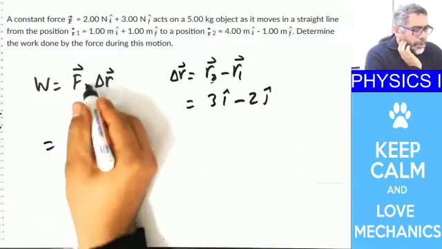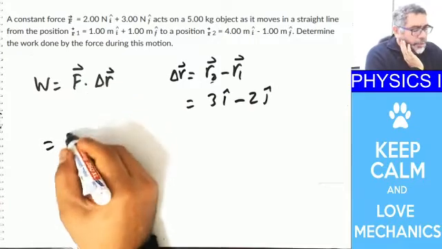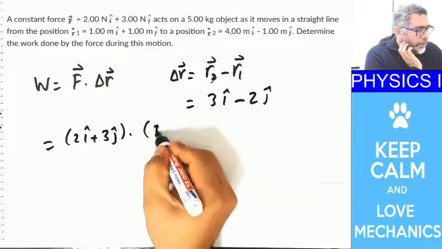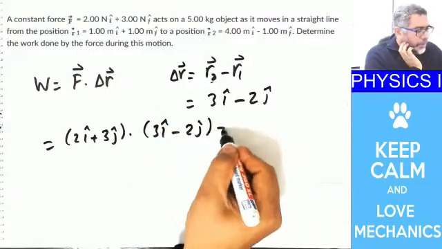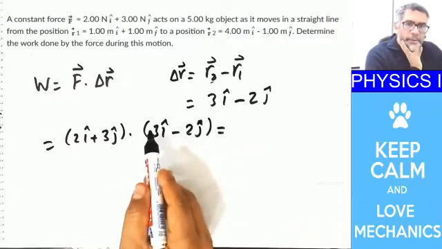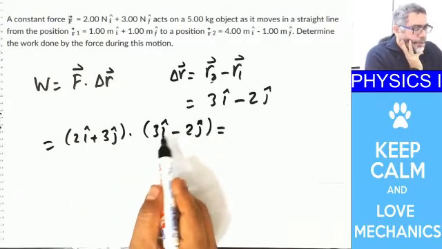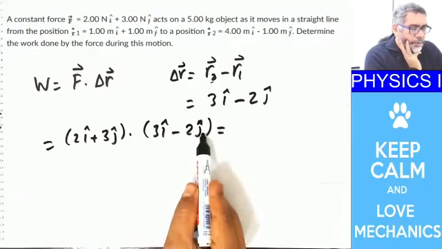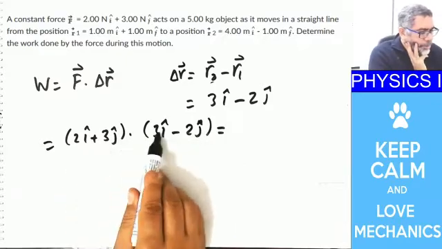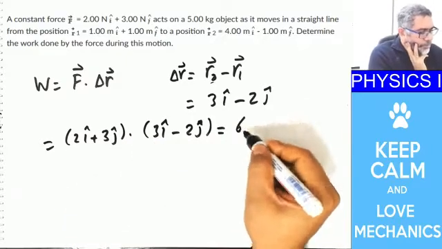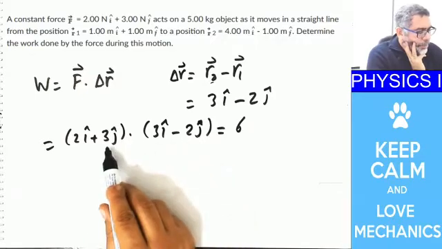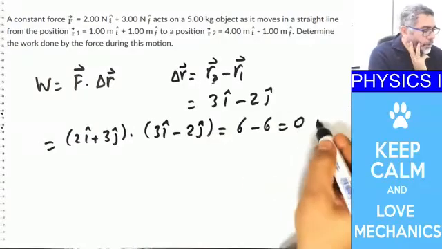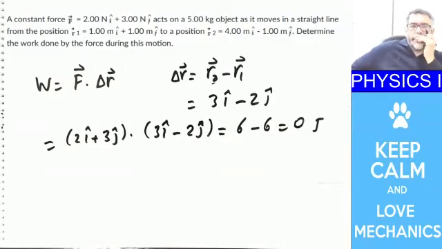So in this equation, just write down the force 2i plus 3j, dot product with 3i minus 2j. You have to know the multiplication between the unit vectors: i dot i is 1, i dot j is 0, j dot i is 0, j dot j is 1. So multiply the first components, 2 times 3 is 6. Multiply the second components, 3 times minus 2 is minus 6. The sum is 0. The work done by this force is 0.